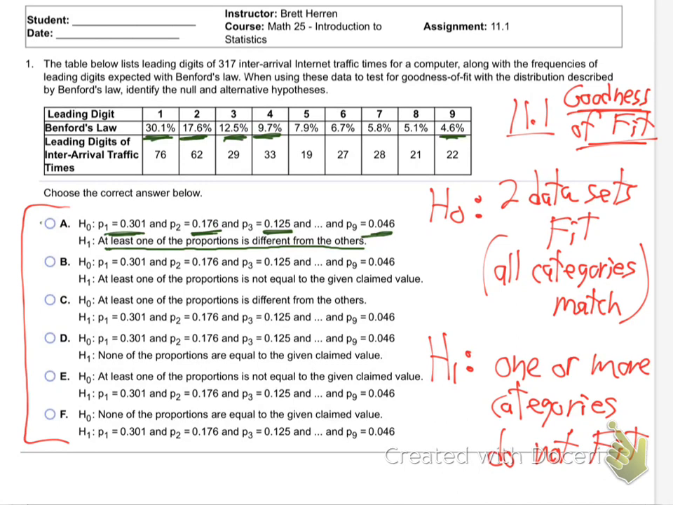Right, it's not A. Why not? It's B. See what they said here? At least one of the proportions is different from the others. No, it's not about being different. It should say at least one of the proportions is not equal to the given claimed value. That's pretty picky, but that's what it should be. All right, let's move on. That's all we need to do for number 1. Let's test it now. I'm going to move on, if you're good with that.